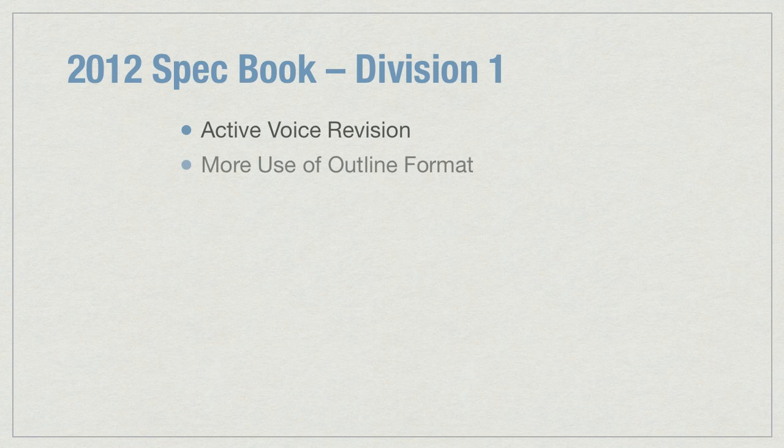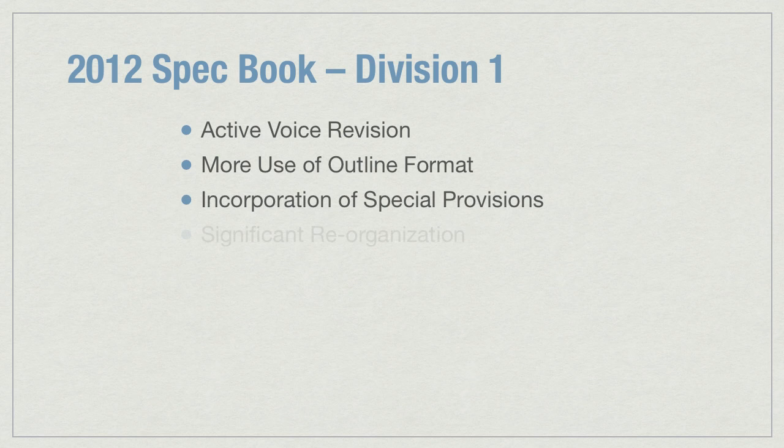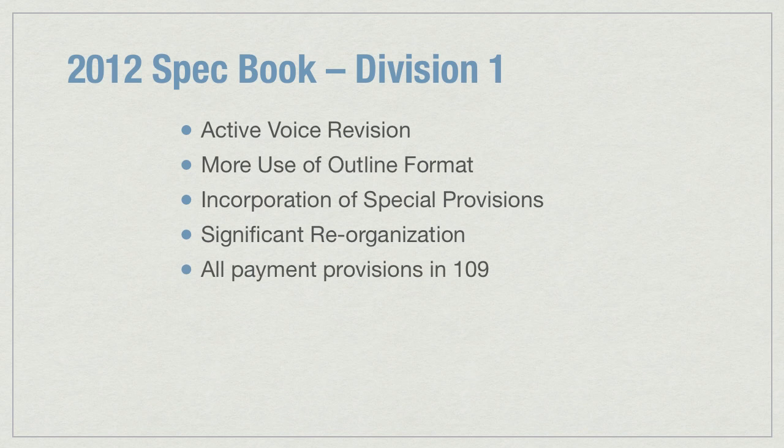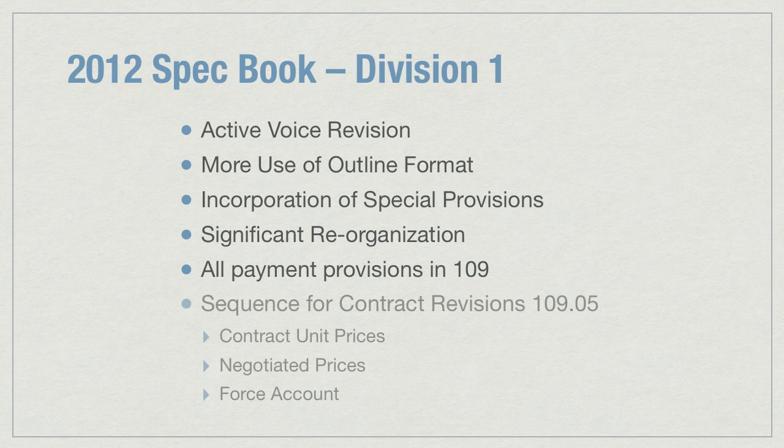There have been significant changes to Division 1, including a revision to the active voice, more use of outline format, incorporation of special provisions, a significant reorganization that includes moving all payment provisions into 109, and a sequence for contract revisions, which is contained in 109.05.